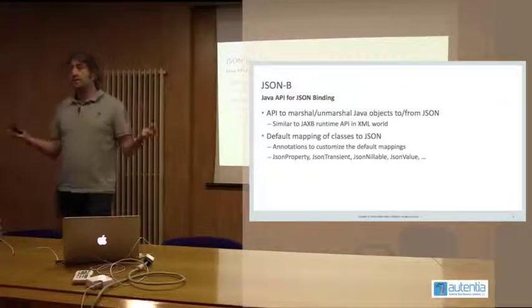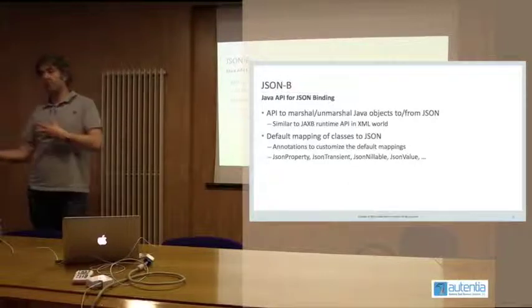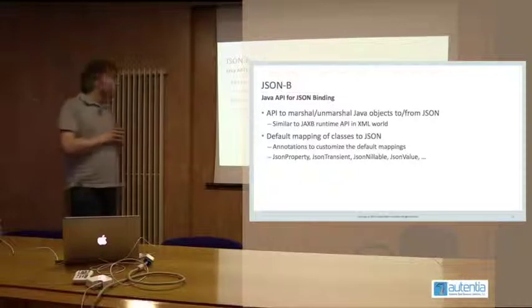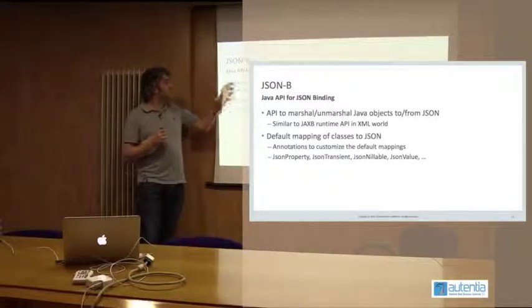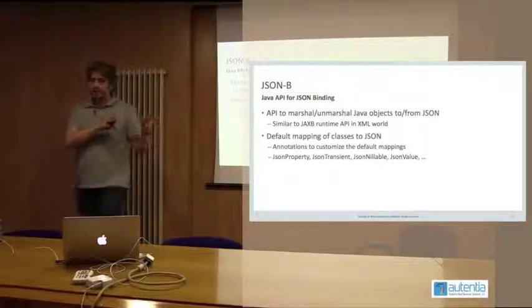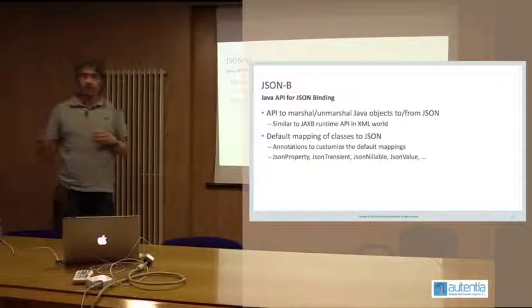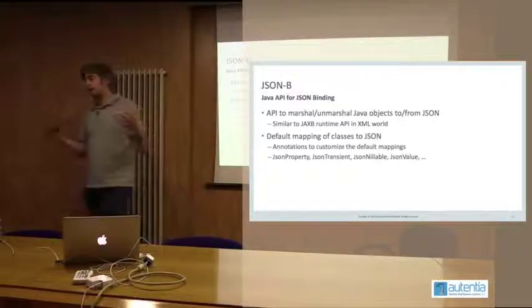So what is JSON-B? It's an API that allows you to marshal Java objects to JSON documents and unmarshal JSON documents to Java objects. You should see that API as the JSON equivalent of what we have on the XML side, JAXB, for marshaling and unmarshaling Java to and from XML. We would like to have the same API, but for JSON.